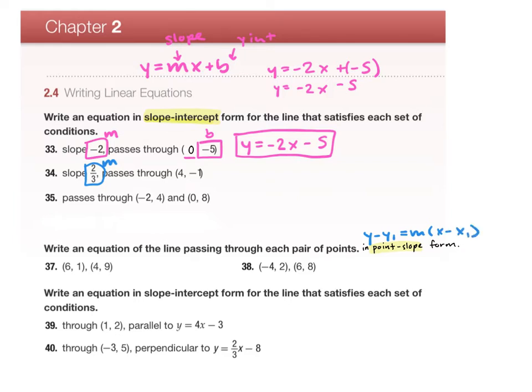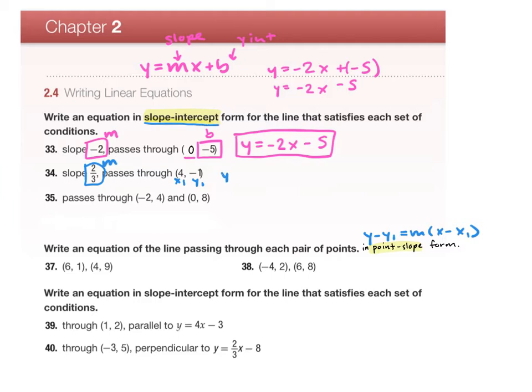Perfect. Y minus y1 is equal to m times x minus x1. What is our y1 and what's our x1? And then what's our y1? Perfect. So now we just plug in our x1, y1, and m into our equation. And then we'll have to do some rearranging to get it into slope-intercept form, because that's what it asks for.